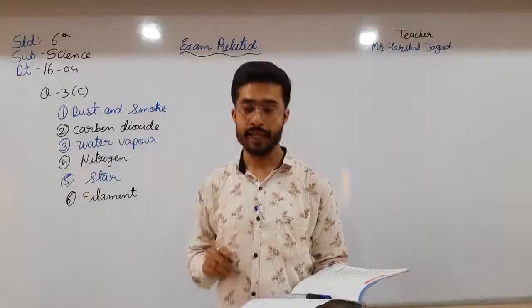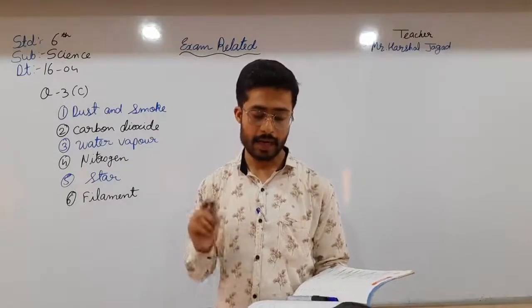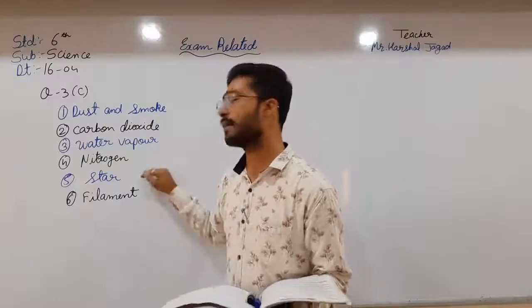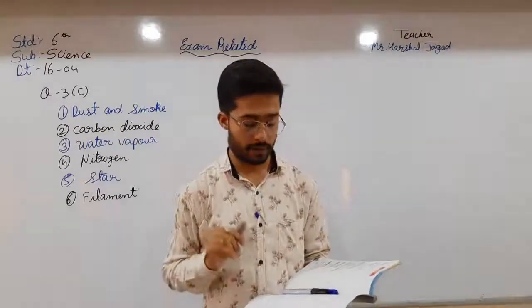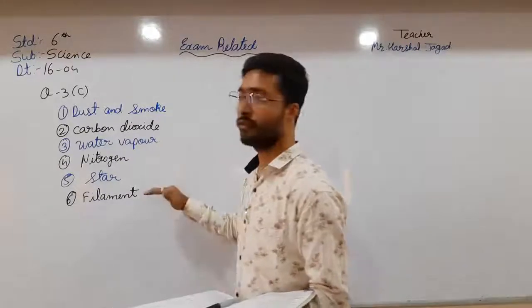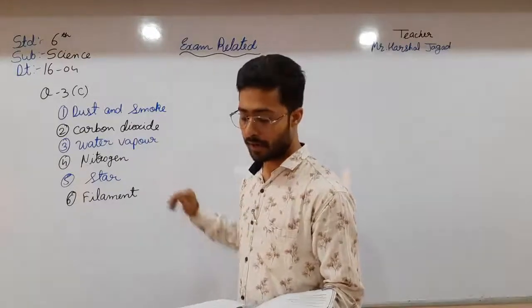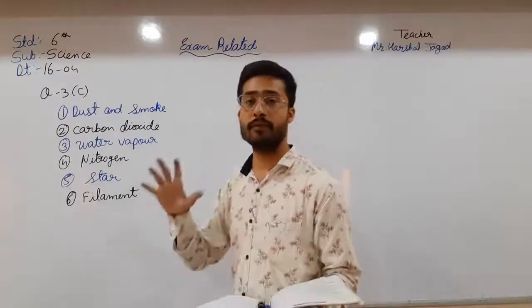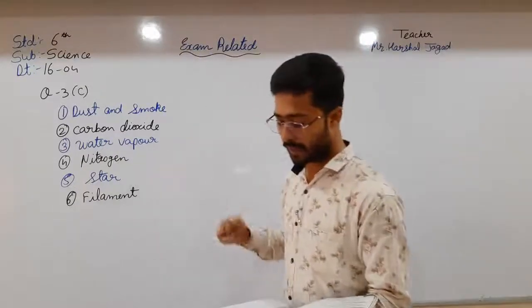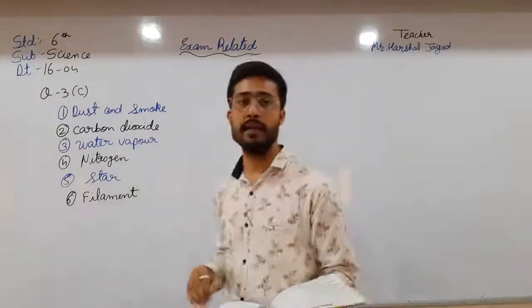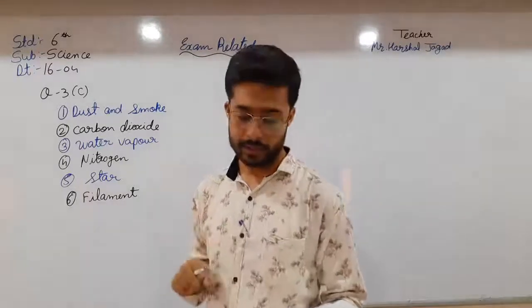pollutants, humidity, electric bulb, and natural sources of light. So here the stars are the natural sources of light. You know that an electric bulb has a filament. Then after humidity, water vapor forms the humidity. Then after air pollutants, carbon dioxide is the air pollutant.